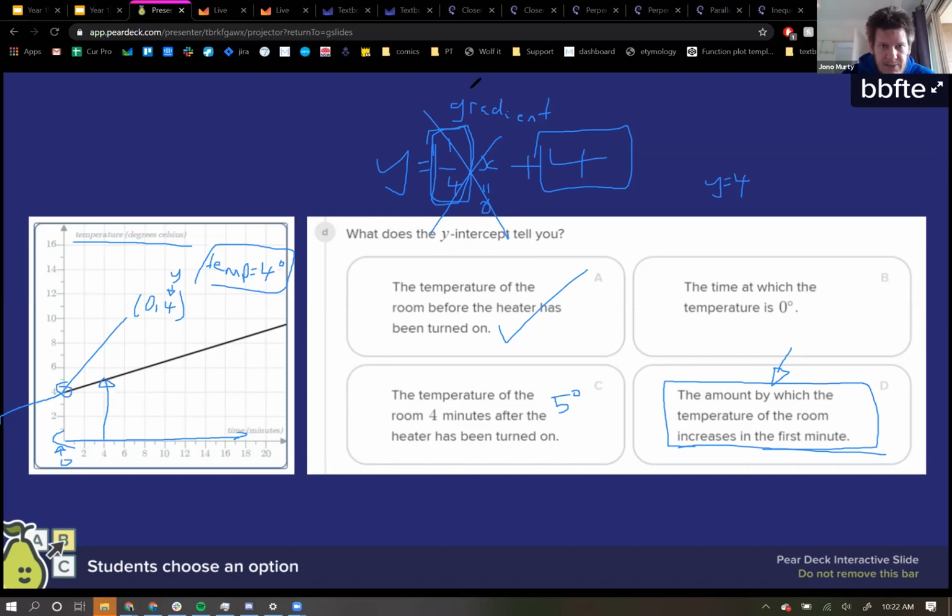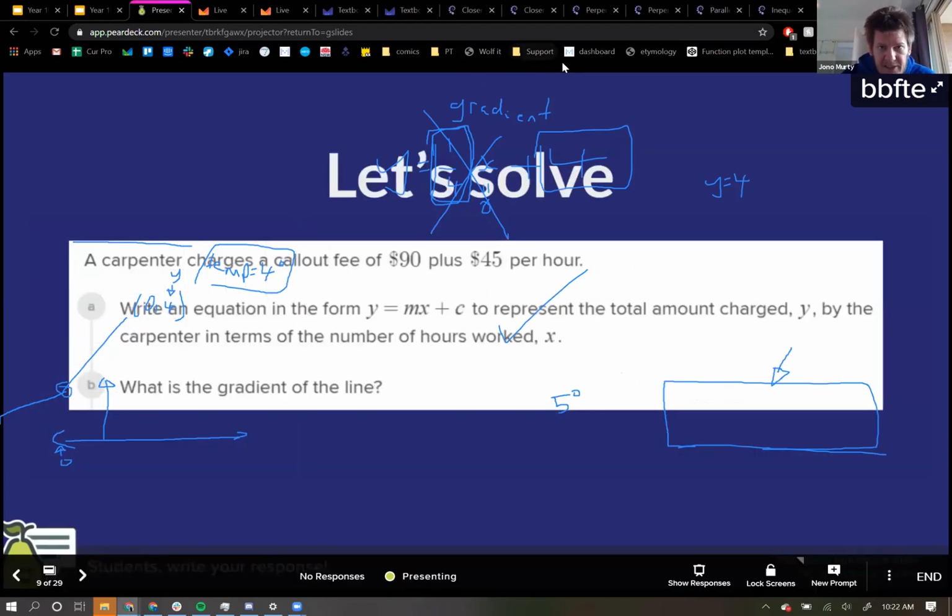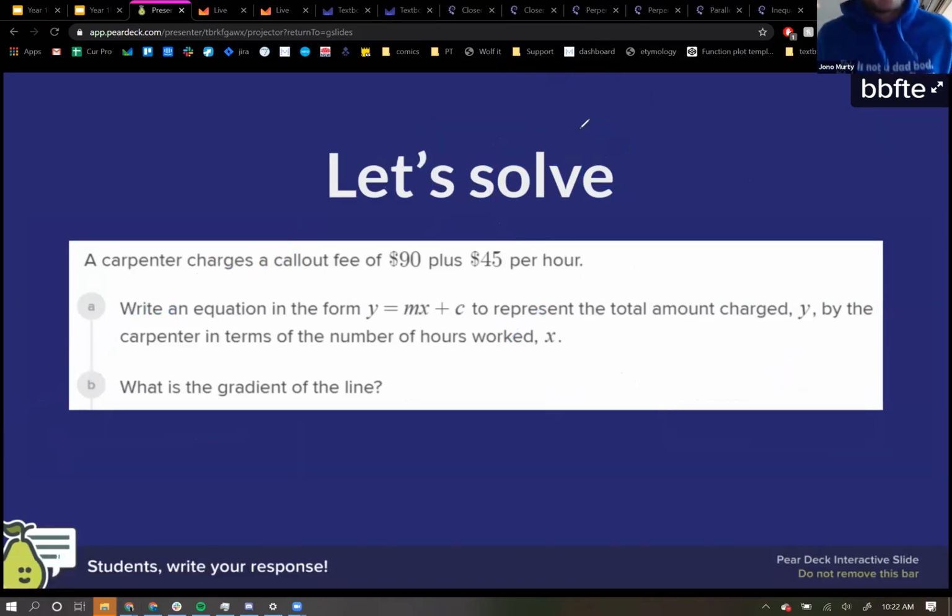Okay, let's go to the next one. I just cleared that. Okay, let's solve another contextual one here. Yep, right responses. This one should work.